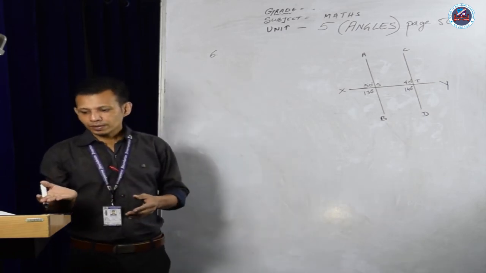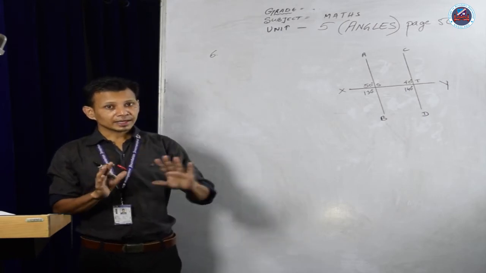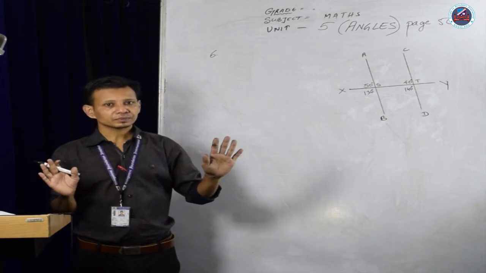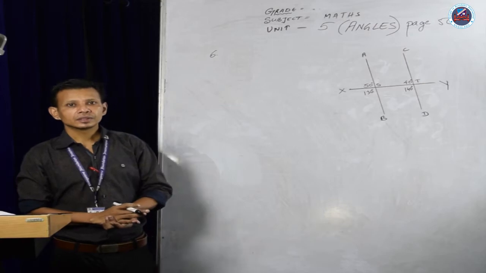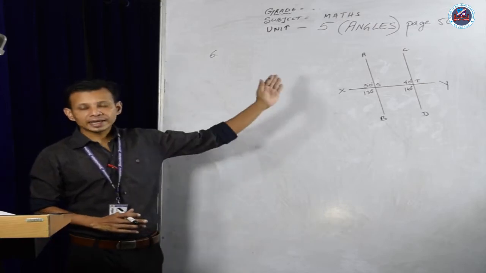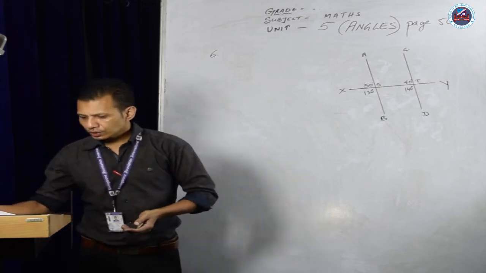It already says, explain why AB and CD are not parallel lines. That's for sure that these two lines are not parallel. Confirm. All you need to do is prove it. In written words, you prove that AB and CD are not parallel. That's it. Okay? Do this question.